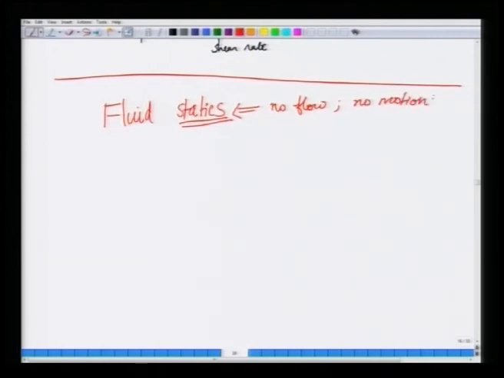So, this is the topic that we are going to first discuss, and we will start from the next lecture. So, we will see you in the next lecture to discuss this new topic on the force distributions in static fluids. Goodbye.